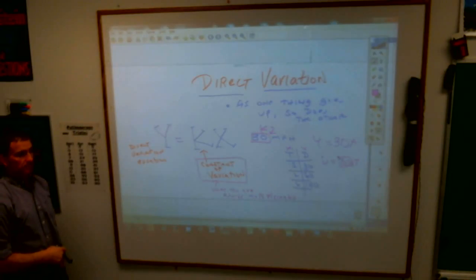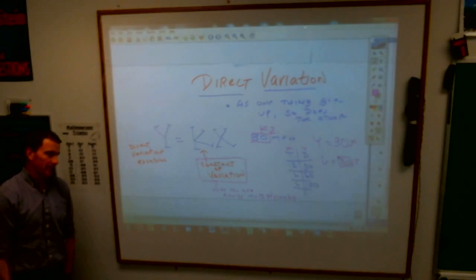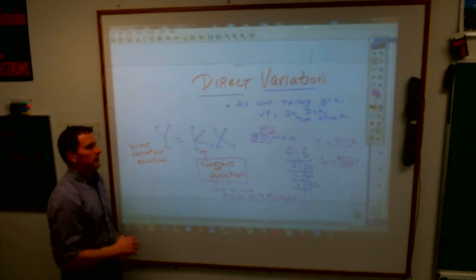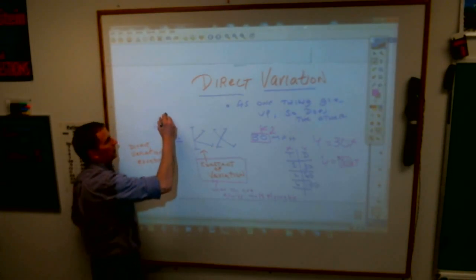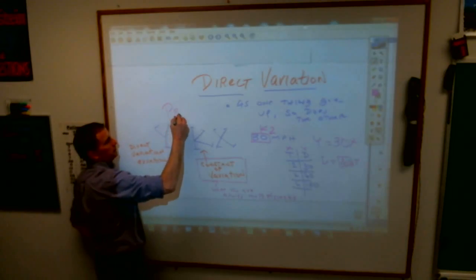I'm glad you brought that up, Cameron, because that's the next thing to talk about. Direct variation is also the same thing as being called proportional.